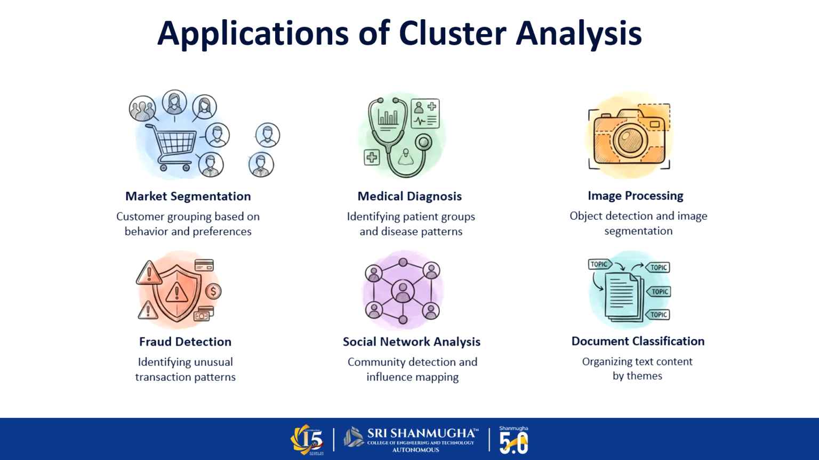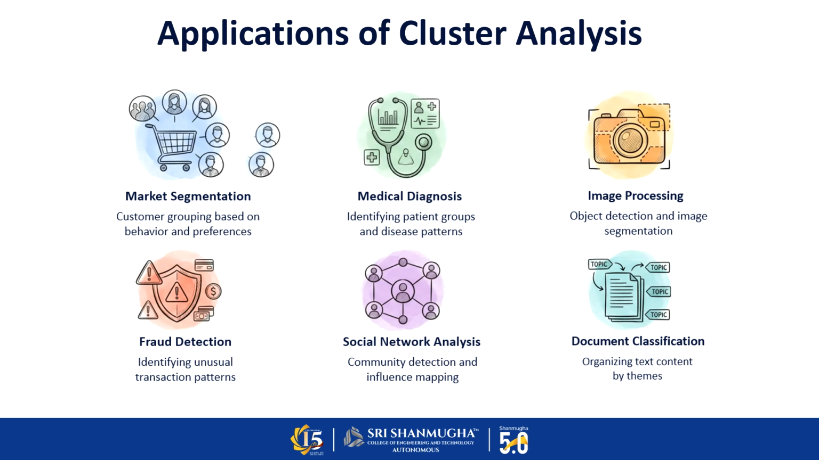Second one is medical diagnosis. We can identify the patient groups and disease patterns. You can cluster the patients by symptoms, lab results, then medical history. This will help the doctors to identify which treatment works best for that group of patients. Okay, so it enables the early detection of disease patterns. A real example, COVID-19 research. It used clustering to identify patient subgroups, right?